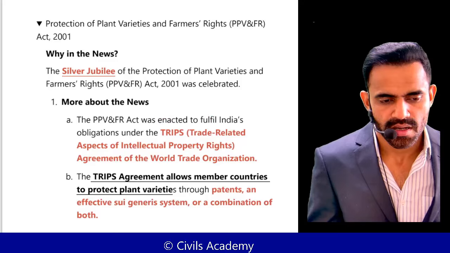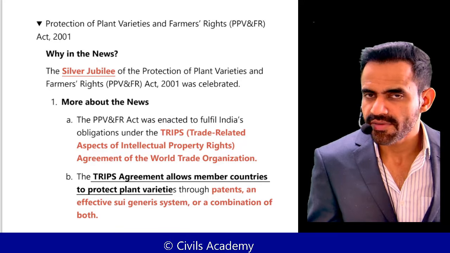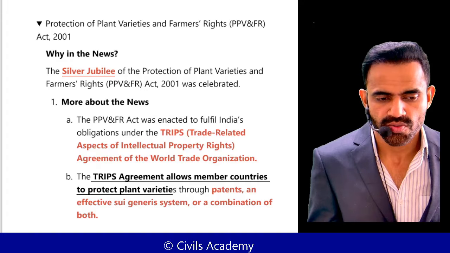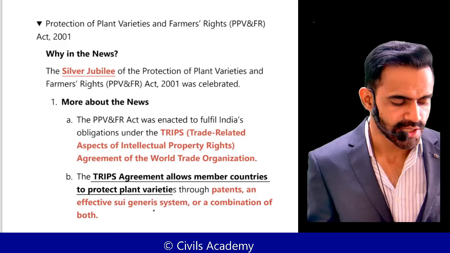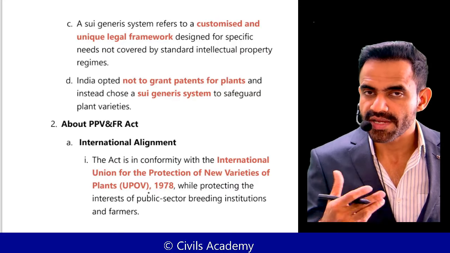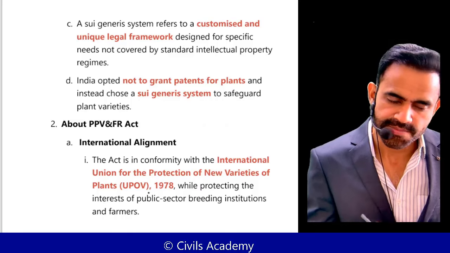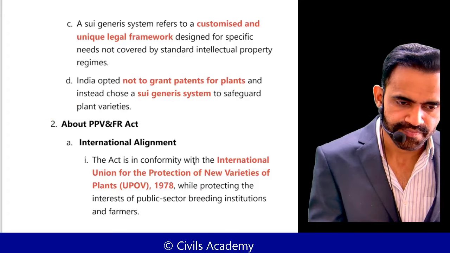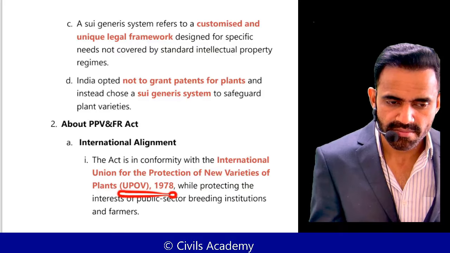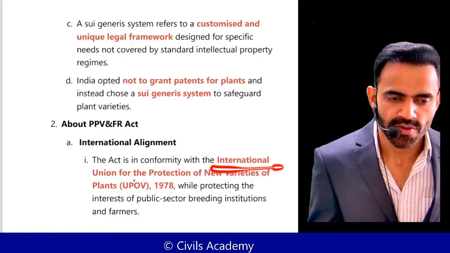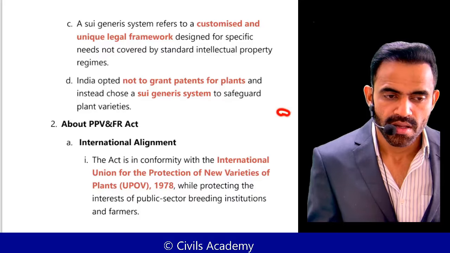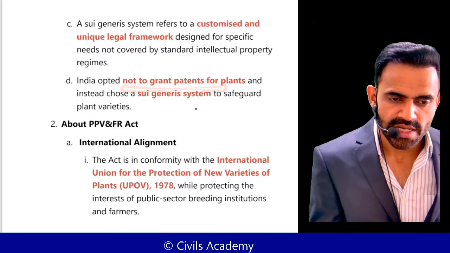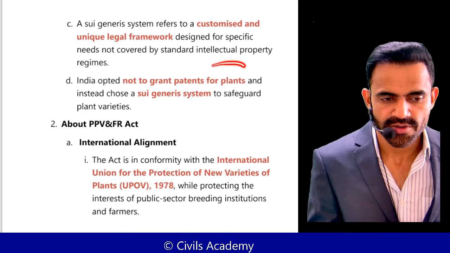Okay. TRIPS allow that you can protect your seed varieties either by giving patent or through a sui generis system. Means you can develop your own system in a very simple sense. So India as a country decided not to give patent but to develop their own system, and subsequently we enacted this act. This is in compliance with UPOV. What is UPOV? International Union for Protection of New Varieties of Plants. Okay. Just remember this thing, we do not give patent for the plants. That means we do not give patent for the varieties of plants.